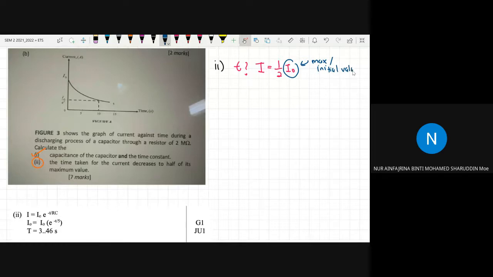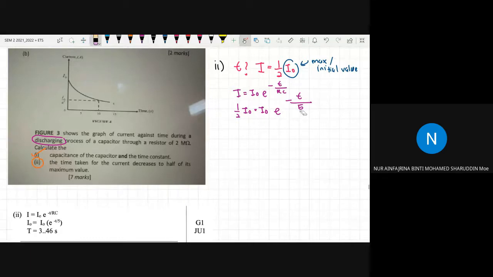Okay, maximum ataupun initial value. So sama juga, kita tahu kita masih dalam proses discharging process. So pakai je formula discharging. I equals to I naught exponent power of negative T over RC. So I means akan substitute dengan half I naught equals to I naught exponent power of negative T, ni adalah time yang kita nak cari, dan RC ni akan substitute dengan 5.